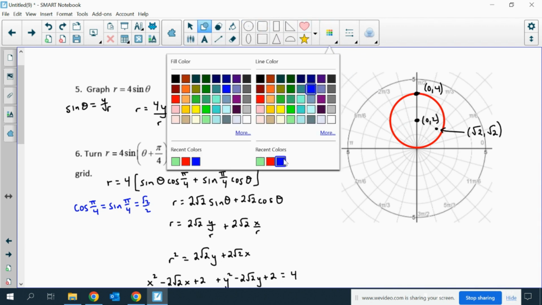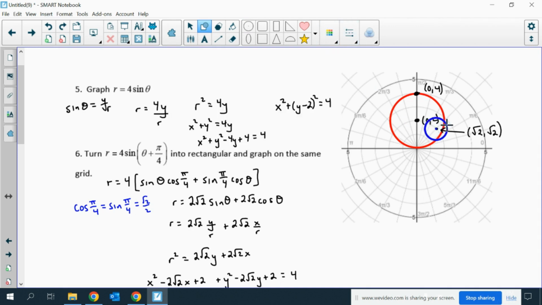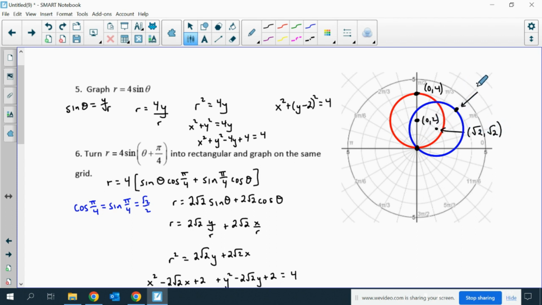And so, if I graph this, notice that I get points at the origin, root 2 comma root 2, and then I have a point on the graph r equals 4, or on the circle r equals 4. But notice it was rotated from the original graph pi over 4, or pi fourths, clockwise.